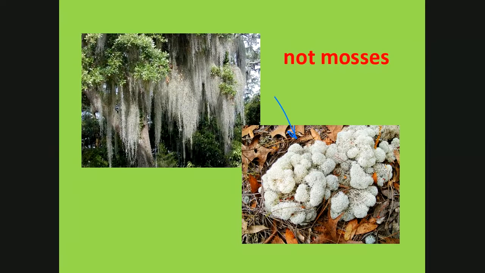They are obligate symbionts. In other words, they can't live apart from one another. If you were to tease the algal cells out of the fungus, the fungus would die and the algae would die. They need each other to survive.